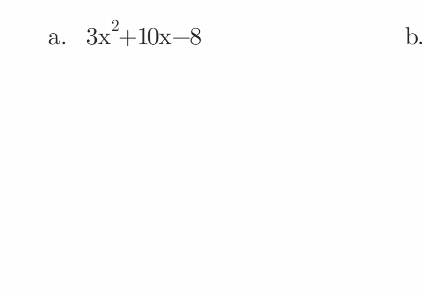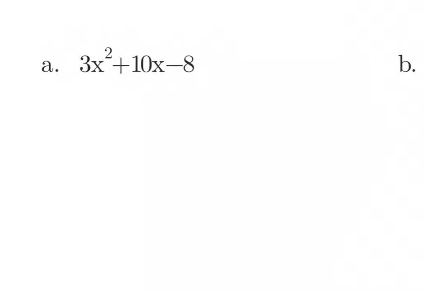For example A, we want to start by multiplying our 3 and our 8 together. 3 and 8 multiply to 24. And now I want to list all the possible factors for 24. So we have 1 and 24, 2 and 12, 3 and 8, 4 and 6.